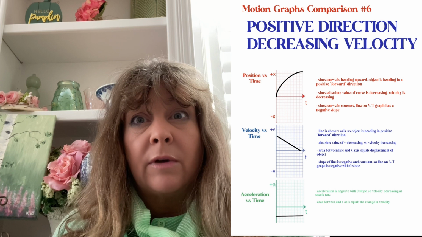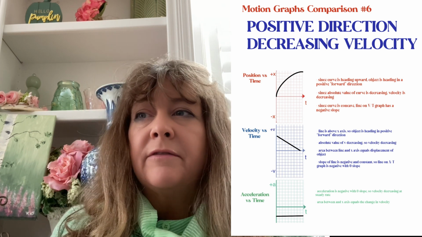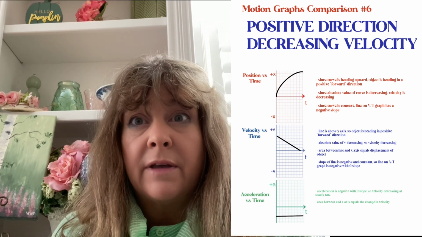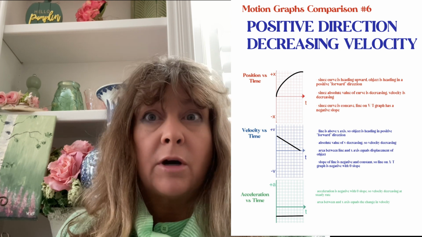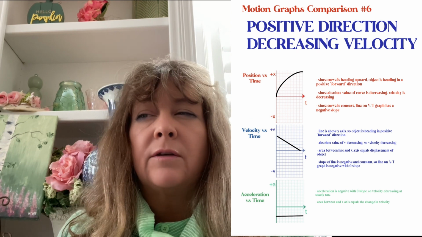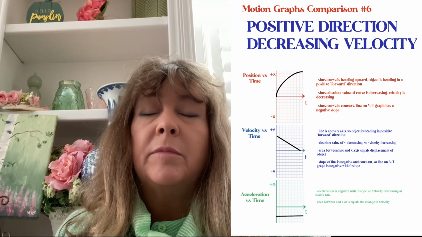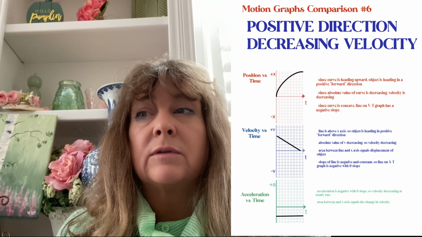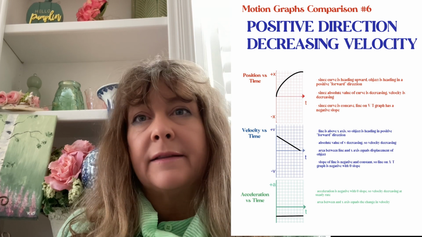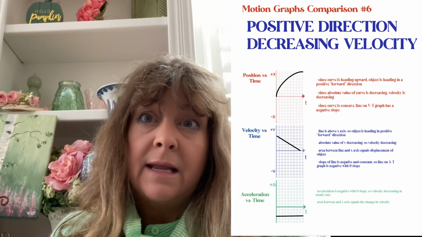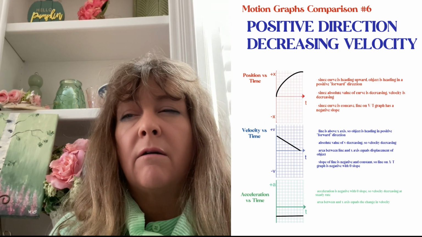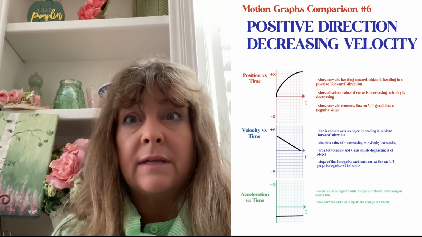Okay, so then we head on down to the velocity versus time graph, and since the line is above the x-axis, the object is heading in a positive or forward direction. The absolute value of the velocity is decreasing, so the velocity is decreasing. The area between the line and the x-axis equals the displacement of the object, and the slope of the line is negative and constant, so the line on the acceleration time graph is negative with 0 slope.